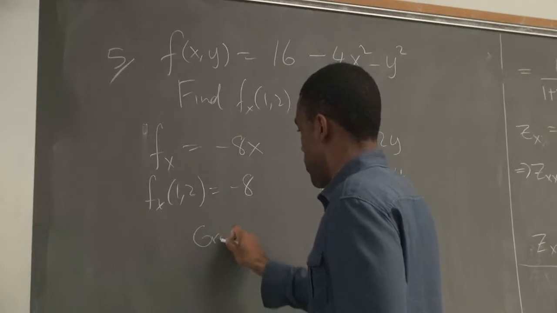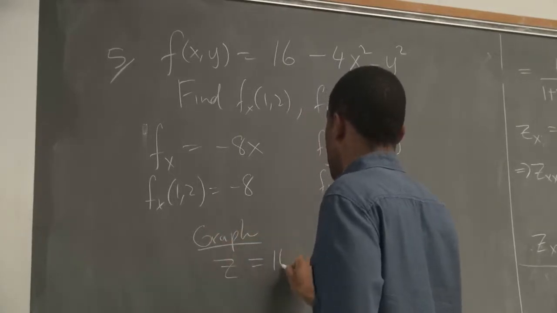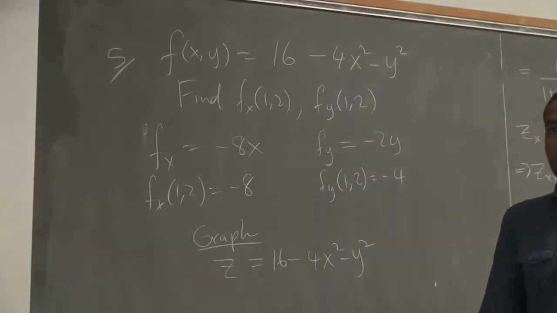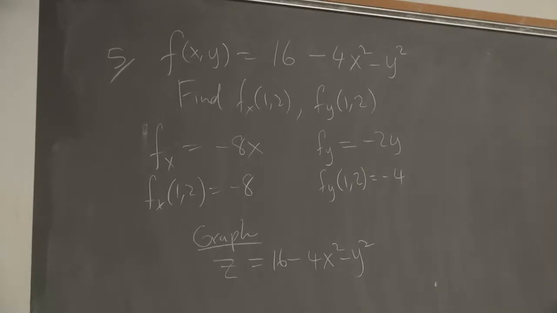For the graph, they're really asking you to draw z equals 16 minus 4x squared minus y squared. How do you do that? Set one of x or y equal to a point, say zero, and then draw it on that plane. You can do traces if you don't know. They're all parabolic.